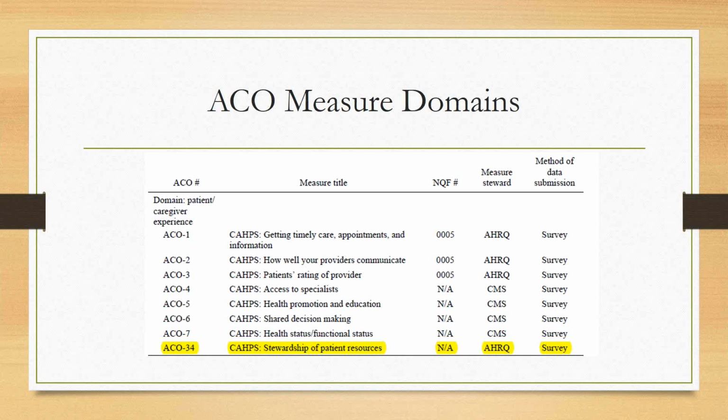So on this very first screen here on the measure domains, this is going to be the patient caregiver experience. These are the ACO measures that fall under caregiver experience, and these are all taken strictly from the CAHPS survey. The highlighted in yellow is the new measure that was added, and this is a new question that was added to the CAHPS survey. It asks the question about stewardship of patient resources. We'll get into a deep dive of that, but that's a new question that was added. So can you move to the next one, please?